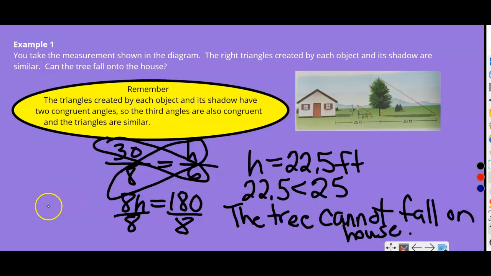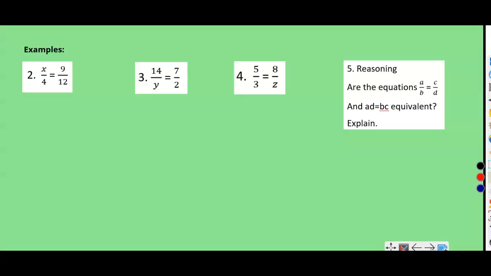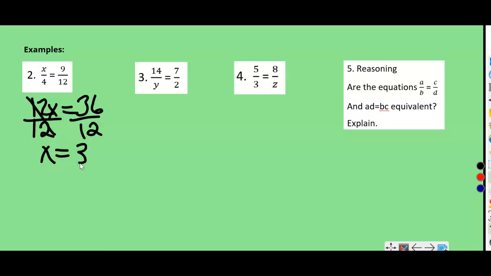All right, let's move on to the next example. A couple quick proportions here. Remember, we're just going to cross multiply, so we can go 12x equals 9 times 4, which is 36. Divide both sides by 12 to get x by itself. x equals 3. And then you can always plug it in and check it. Is 3/4 equivalent to 9 over 12? It is, so that works very well.